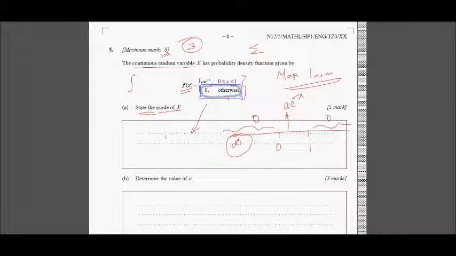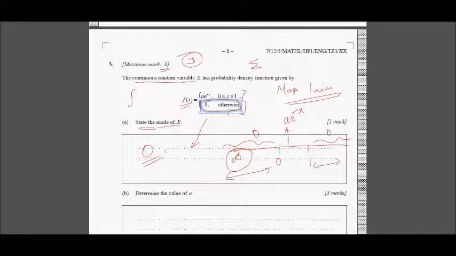So the point I'm insisting on here is each and every word in the question is important. Read it word by word, clearly and calmly. Okay. So the mode of x here is just 0 because it's 0 in the major part of the domain. And determine the value of a.